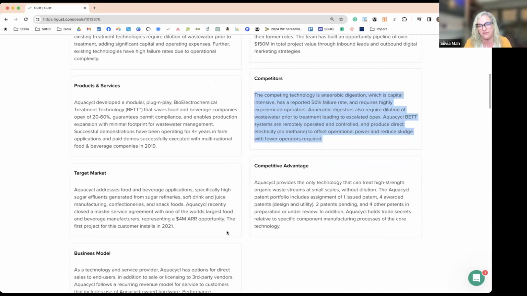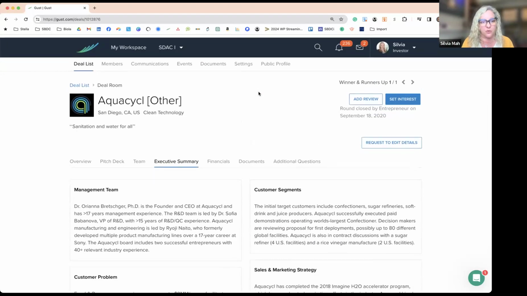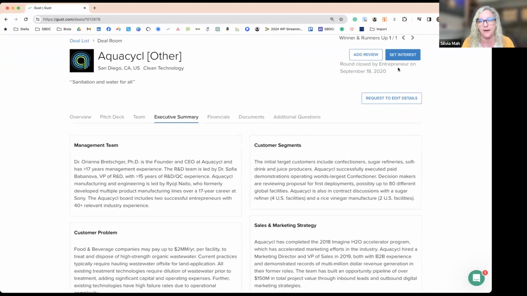And then the competitive advantage here is the only technology that can treat high strength organic waste streams at small scale without dilution. Now I know what that is. That's super easy for me to sneeze onto somebody else. So that's an example of a really good executive summary. Any questions from there?